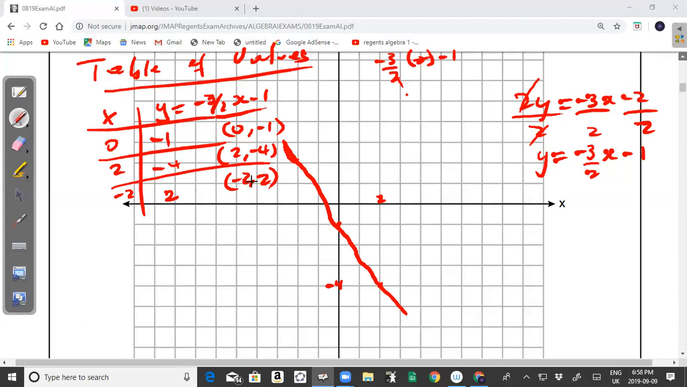So you can use a table of values, or you can use a slope and the y-intercept. Start from the y-intercept, for example, and read off your slope. So you have a rise of 3, 1, 2, 3, and a run of 2, 1, 2. And because the line is going down, that's the reason why I'm going to the left for my run. So that's it from this video for question 27.